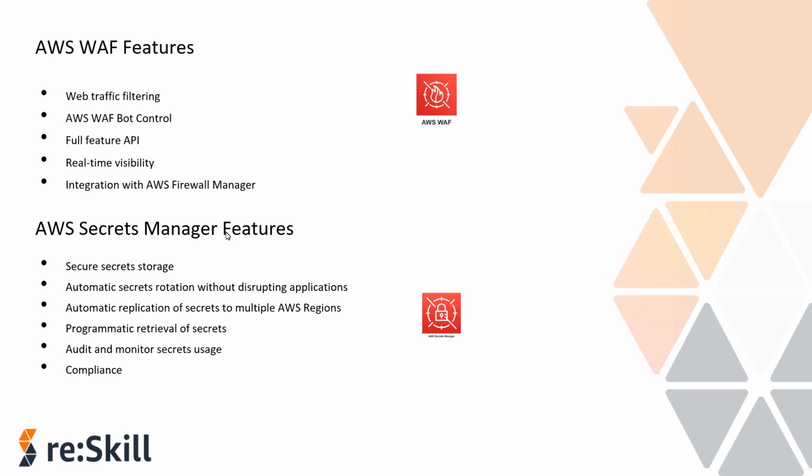So this is how it can be easily implemented with the help of the full feature API concept. Also, WAF can be deployed and provisioned with the help of an AWS CloudFormation template as well. Cool. Next, we have the real-time visibility. What do you mean by real-time visibility?